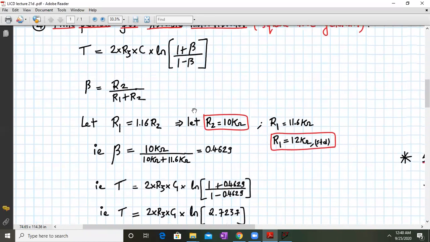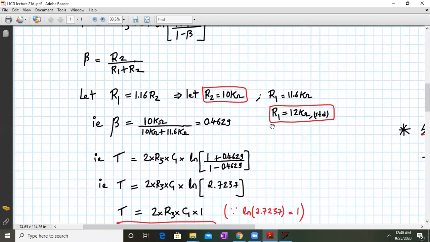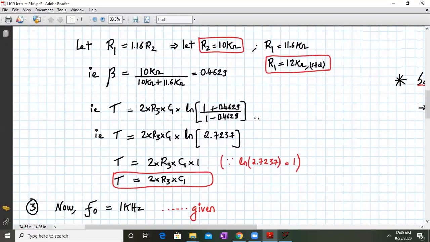So we assume R1 as 1.16 times R2. We assume the value of R2 as 10 kilo ohm standard value. R1 will come out to be 11.6 kilo ohm, where you can consider it to be 12 kilo ohm standard. So beta, if you evaluate on a calculator, you will get as 0.4629.